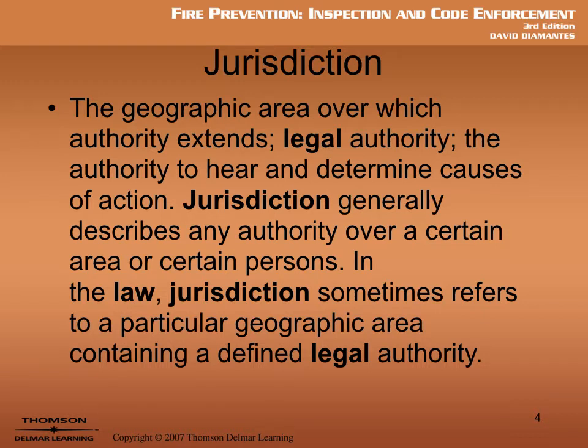Well, let's start with the term jurisdiction. Now, normally we think of jurisdiction as being a geographic area, and that is the most important part of the definition. So let's read this definition here. The geographic area over which authority extends. The legal authority, or the authority to hear and determine causes of action. Jurisdiction generally describes any authority over a certain area or certain persons, and I want to put in there processes. Certain areas, persons, or processes.